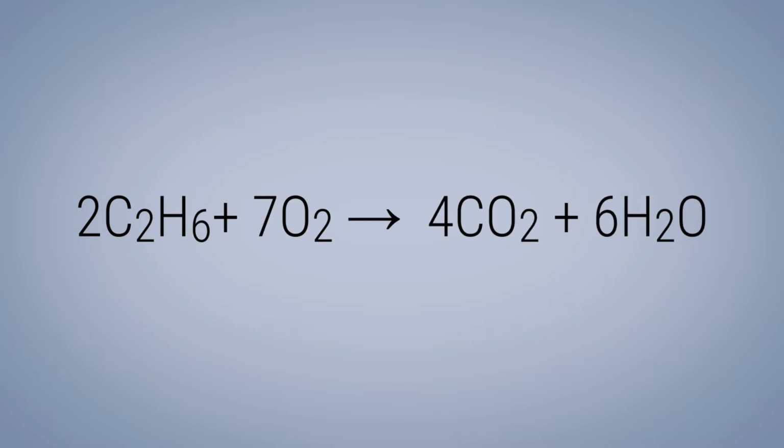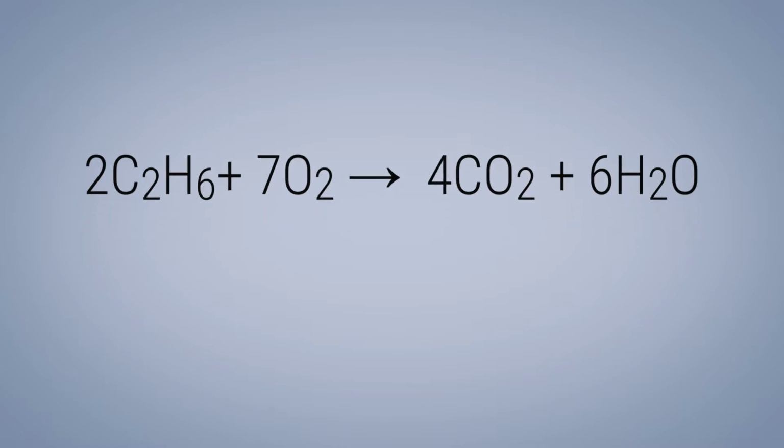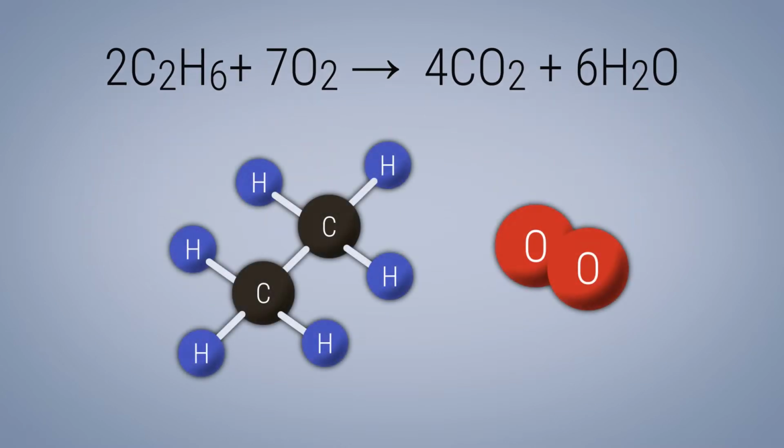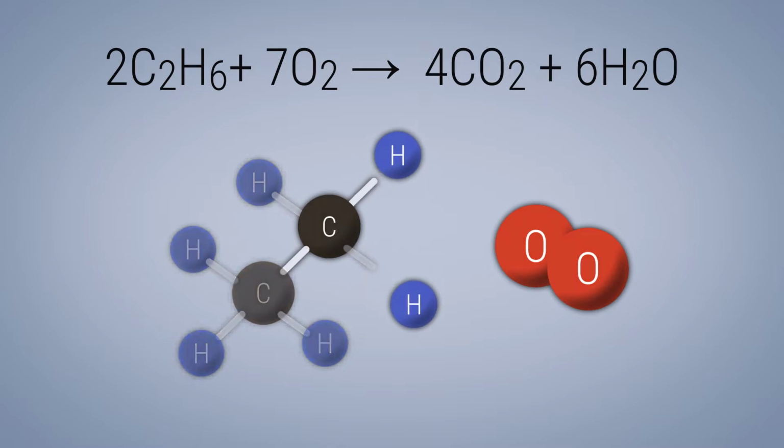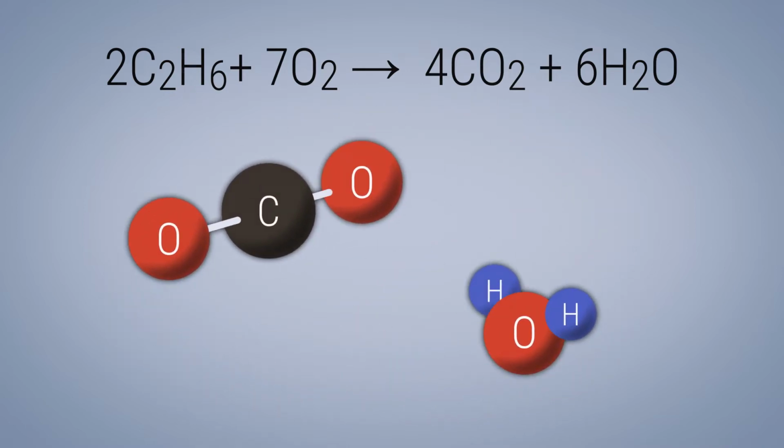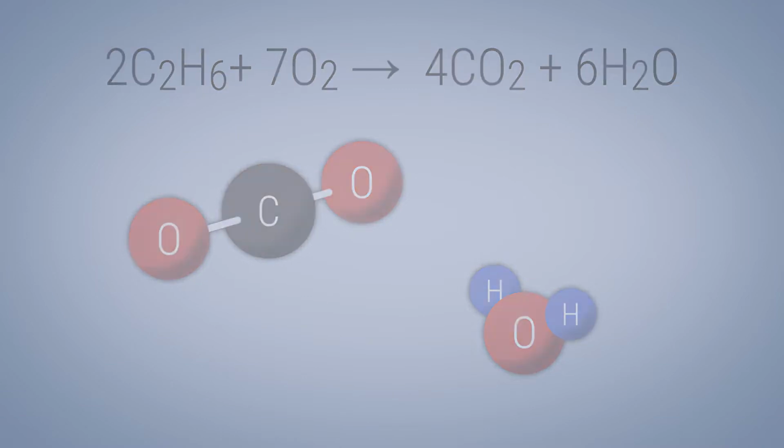Combustion. Our last example involves ethane plus oxygen reacting to become carbon dioxide and water. In this case, we have a hydrocarbon being converted to a product that produces carbon dioxide and water. This type of reaction, where a carbon and hydrogen compound interacts with the oxygen to produce carbon dioxide and water as products, is called combustion.